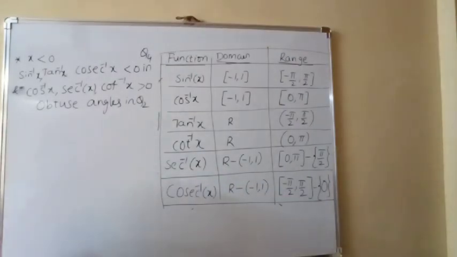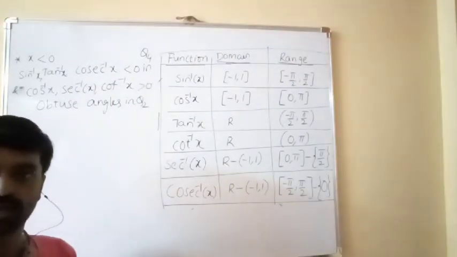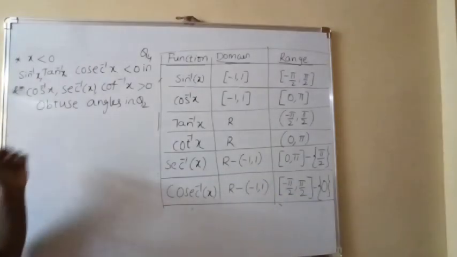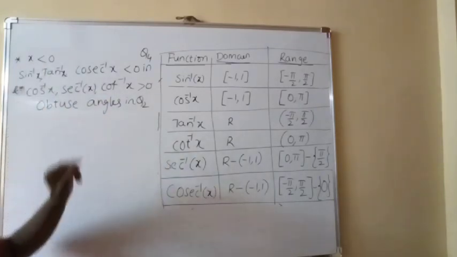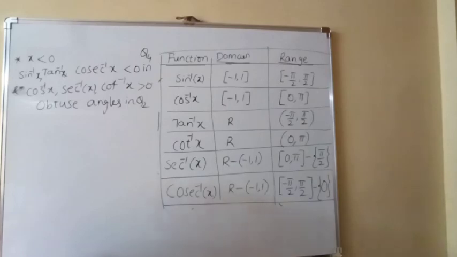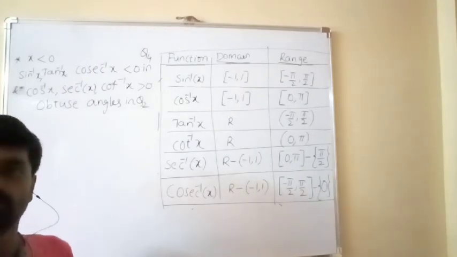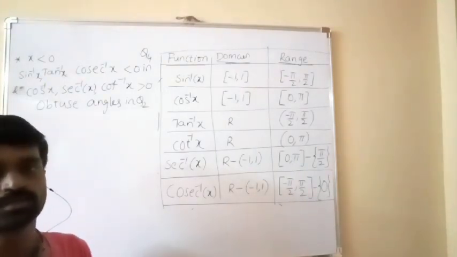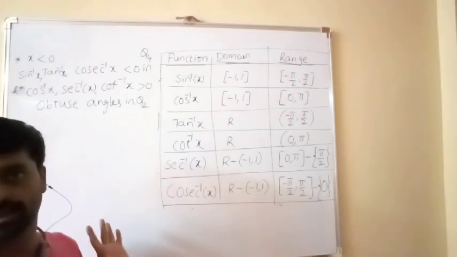And when x is negative, sine inverse, tan inverse, cosecant inverse are negative angles. They lie in the fourth quadrant, particularly between minus pi by 2 and 0. And cos inverse, secant inverse, cot inverse are still positive even when x is negative, and in that case they are obtuse angles. That means they lie in the second quadrant. So in inverse trigonometric functions, we never use third quadrant angles.